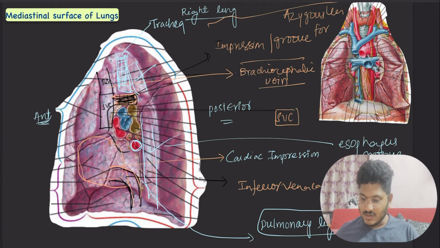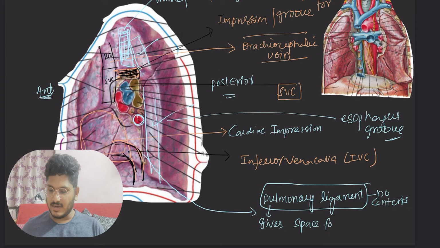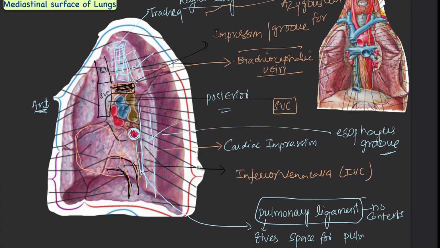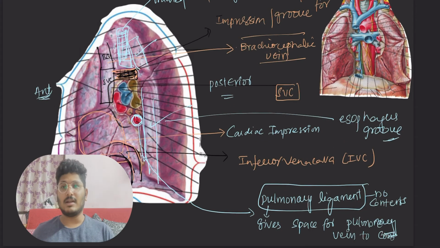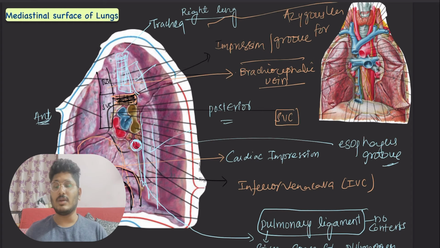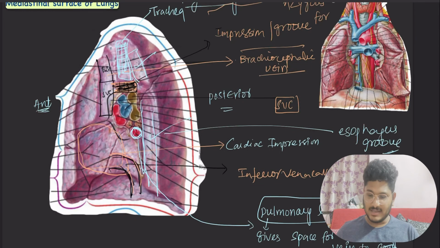What is the function of it? It has no contents. Then what is the importance of this pulmonary ligament? It gives space for the structure near it, which is the pulmonary vein, to expand whenever there is increased blood flow. It gives space for expansion of the pulmonary vein, simply. So this is about the mediastinal surface of the right lung.